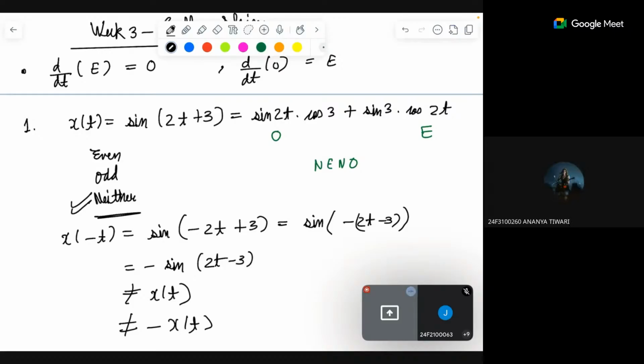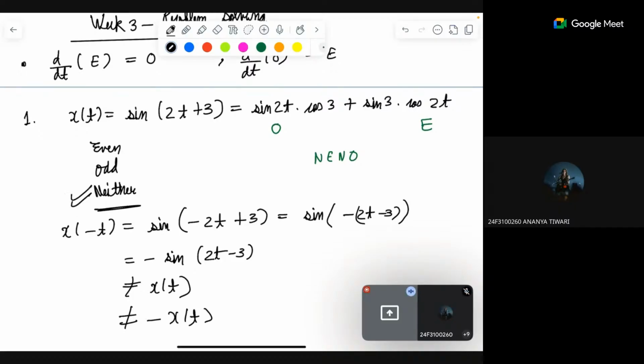Ma'am, can you once explain it again? The whole thing. Yes, ma'am, just quick. Okay, so x of t is sine 2t plus 3. Now we will find x of minus t. So I will replace t by minus t. So I get this. Is this fine, Ananya? Yes, ma'am. Now I take minus common inside this angle. So I get this. Sine of minus theta is minus sine theta. Right? Yes, ma'am. So this is what I finally have as x of minus t.